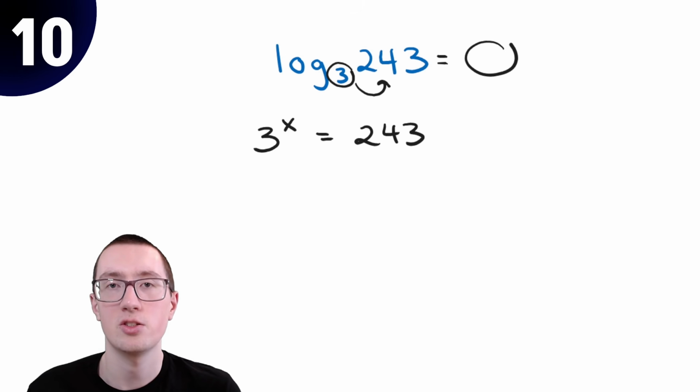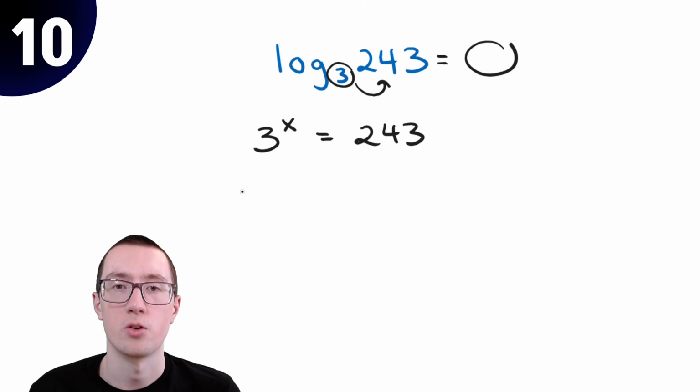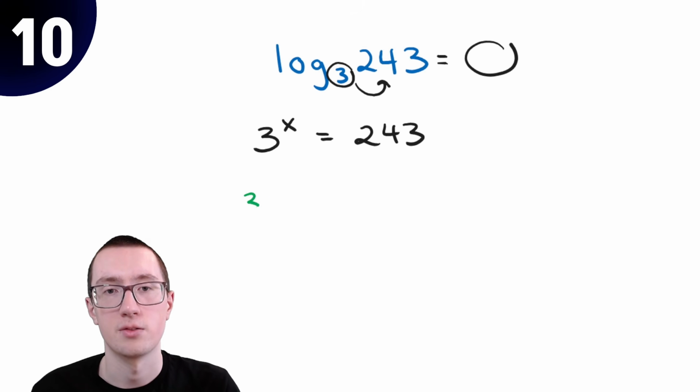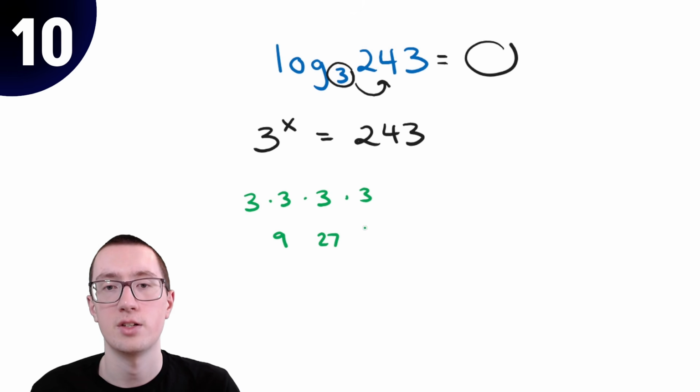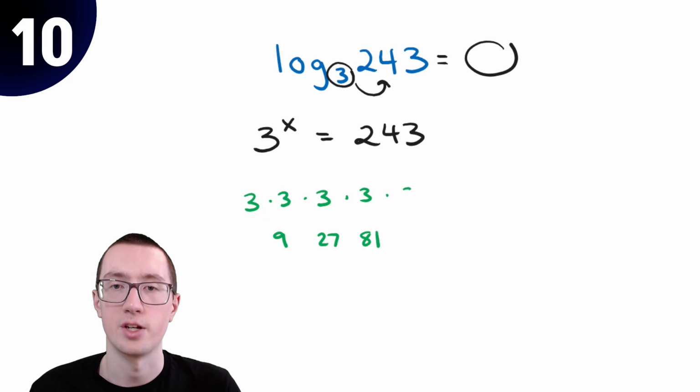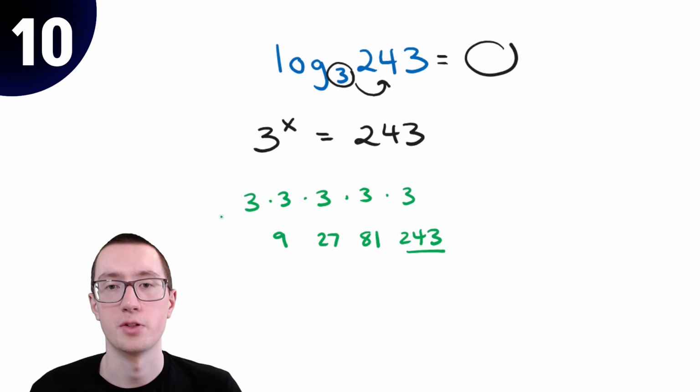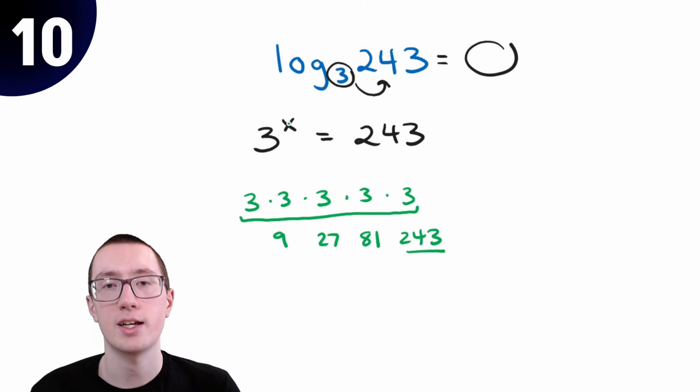Well, we can basically just do trial and error for this, right? Remember that exponents just mean multiplying over and over until we get a number. So let's just start multiplying by 3s. 3 times 3 is 9, times another 3 is 27, times another 3 is 81, and you can put this in your calculator to make sure. And then times another 3, you'll get 243, which is the number we're looking for. But to get to 243, we had to multiply 3 five times, which means the exponent here is going to be 5.